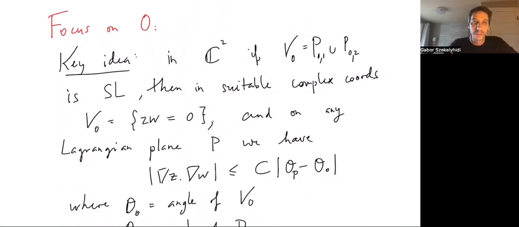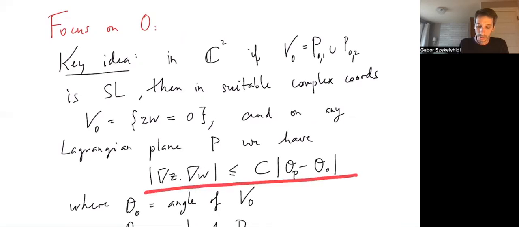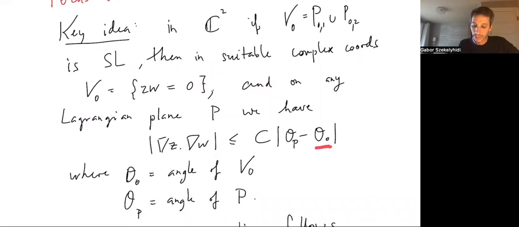Here, it's very crucial that we work in C2, because in that case, if you have a special Lagrangian union of two planes, then as I said before, we can change our complex structure on C2 by a hyperkähler rotation. And in fact, V0 will be the zero set of this quadratic Z times W. Then there is this crucial observation that on any Lagrangian plane, we will have an inequality of this form. So these two functions, Z and W, which are complex functions for this hyperkähler rotated complex structure, have this property. Here, theta 0 is the Lagrangian angle of the special Lagrangian cone V0, and theta p is the Lagrangian angle of the Lagrangian plane P that we're looking at.